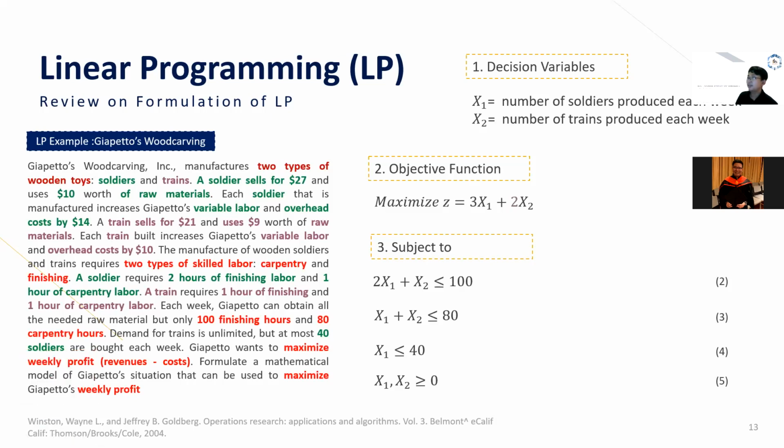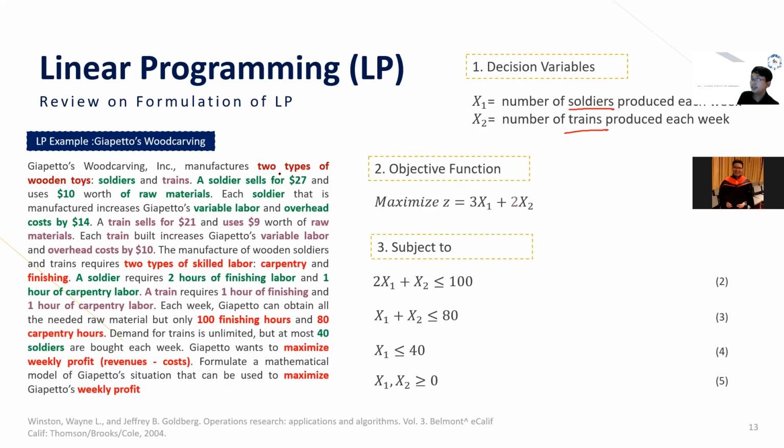For example, first we decide the variables, like x1 and x2. x1 will be the number of soldiers that we are going to produce every week, and x2 will be the number of trains produced every week. We want to maximize profit, right? So profit can be calculated as revenue minus cost.